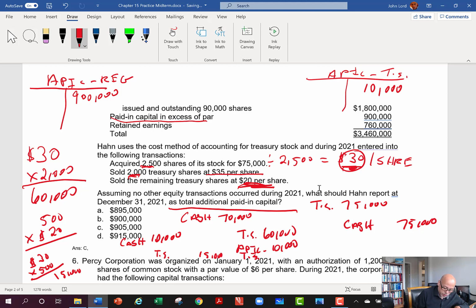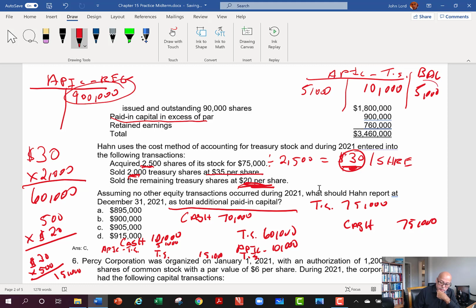And then to make this journal entry balance, I need a $5,000 debit. And that $5,000 debit is going to go to APIC treasury stock, because I have to reacquire that treasury stock at its original cost, and then any difference can either increase APIC treasury stock or decrease it. So here it decreased it because I resold those for less than I had acquired them for. So the balance here now is 5,000.